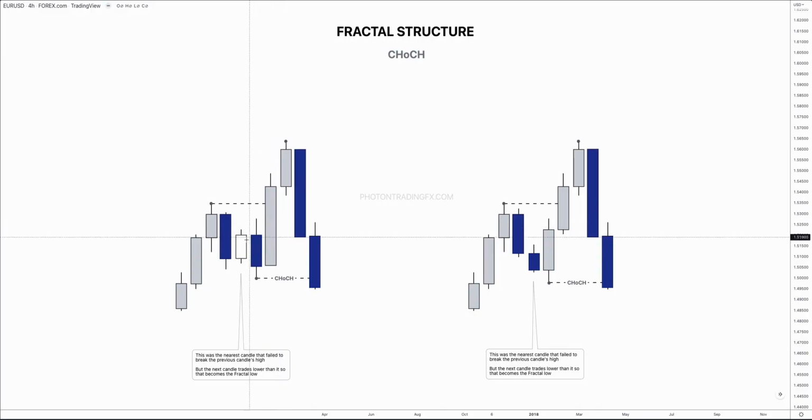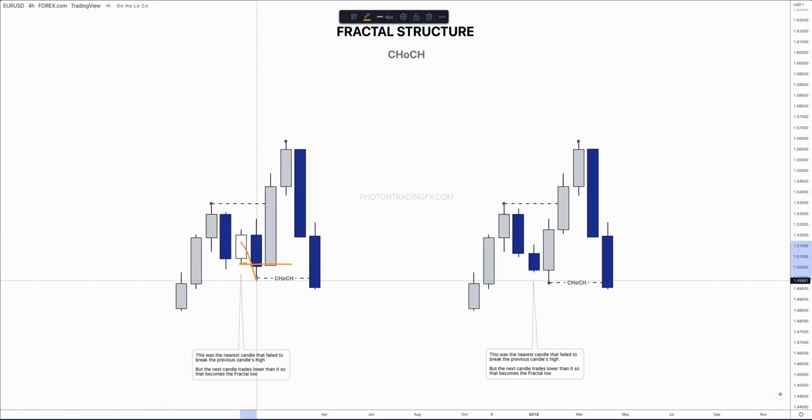So based on that definition, this should be the nearest low, because that is the nearest candle that failed to break the previous candle's high, right? So you'd be forgiven for thinking we should draw our CHoCH line through here. Well, hopefully you can see why that doesn't really make sense, because after that low was printed, what happened?